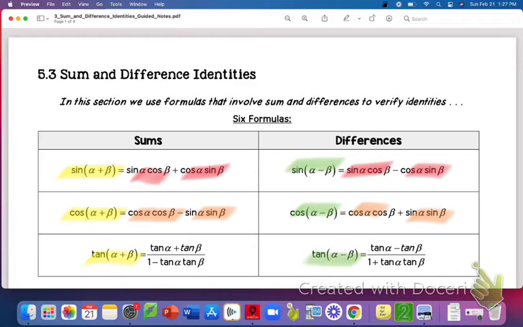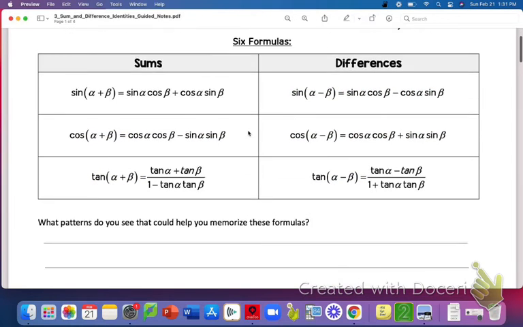And then the last one is our tangent difference. So the tangent of alpha minus beta is equal to tangent of alpha minus the tangent of beta all over 1 plus the tangent of alpha tangent of beta. Okay, so you're going to want to make sure you get those written down on a piece of paper.